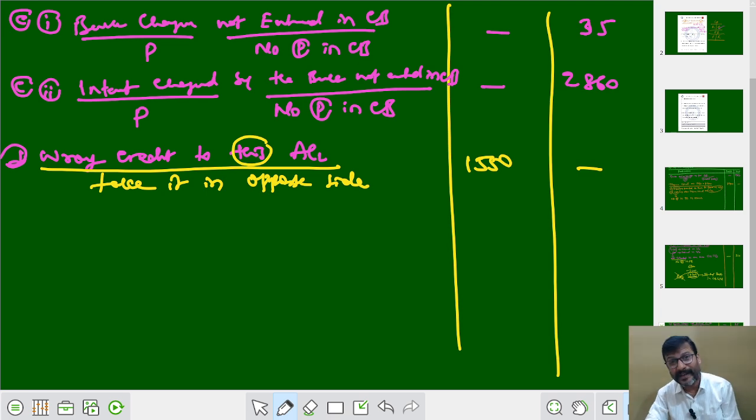Please try to understand. He had two accounts. He deposited in another account, but the banker wrongly credited to this account. In our account wrong credit happened, so where do we put it? Put it in the opposite side. Opposite side means we have to put it in the debit side. See the next concept, my dear kids.